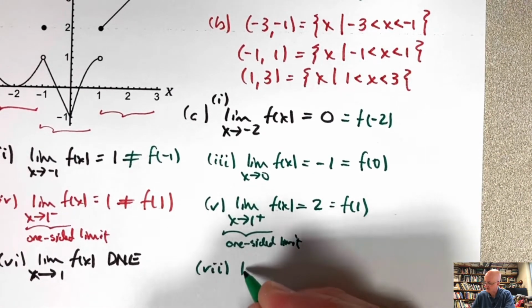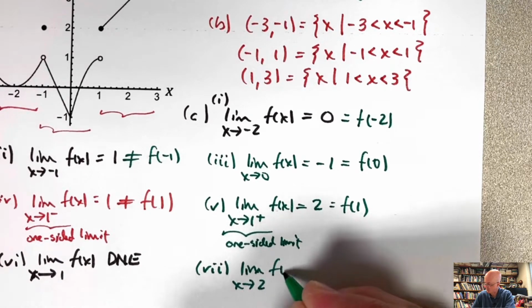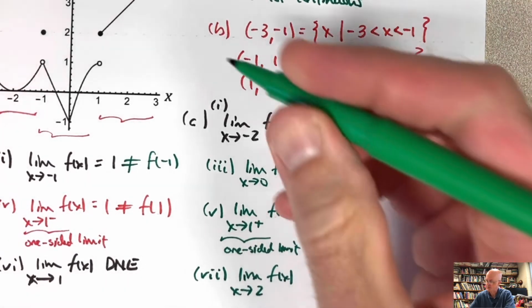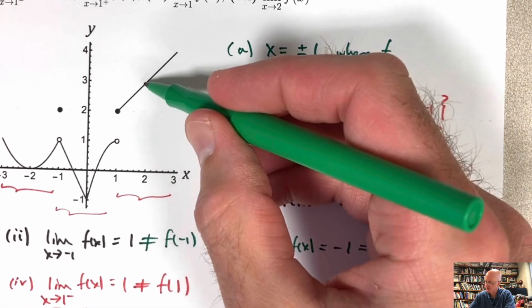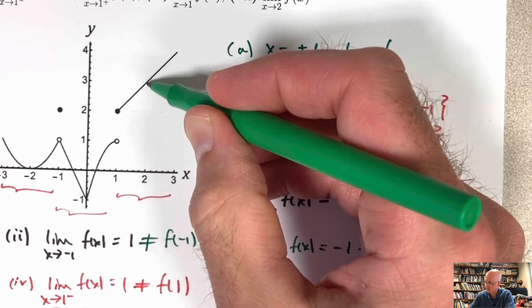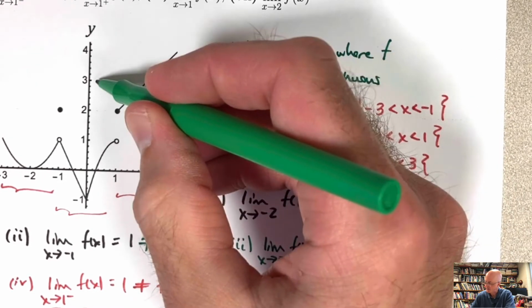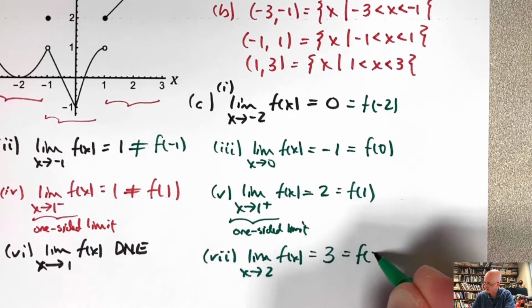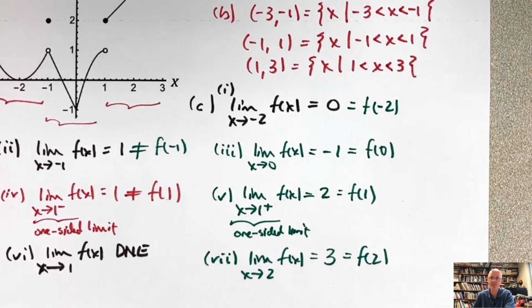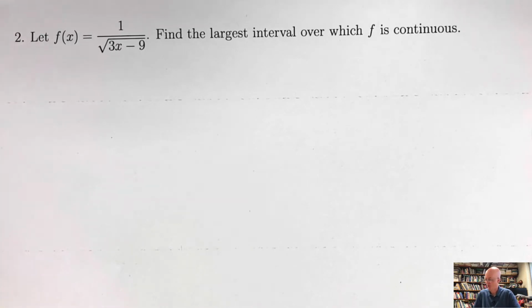Part 7 here. Now we're letting x approach 2 from the left or right. It's a two-sided limit. As x approaches 2, what do the function outputs get close to? They get close to the second coordinate of the point here, which would be 3. And that does equal the function value at 2. This function is continuous at 2. Number 2 is easier than number 1.